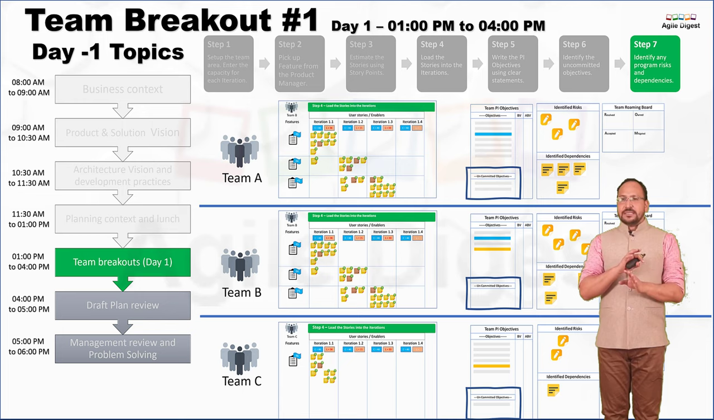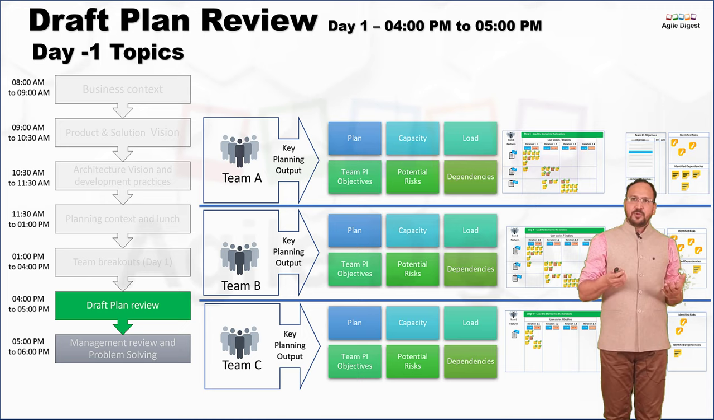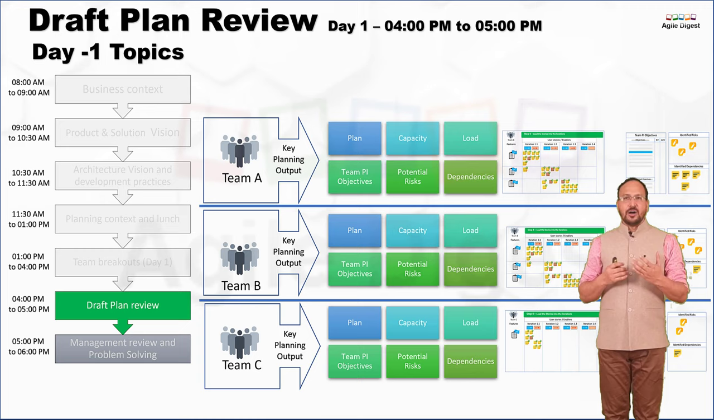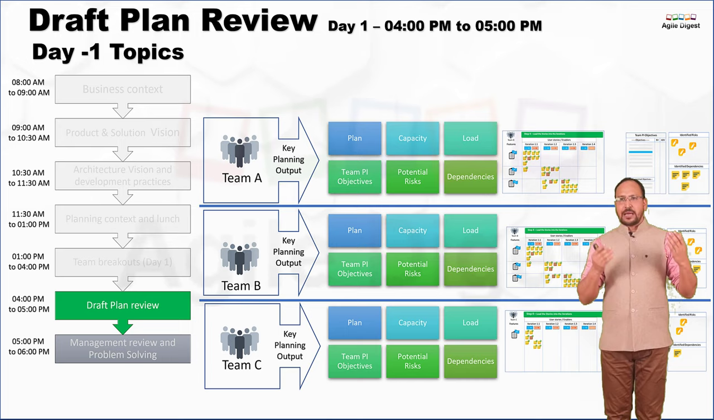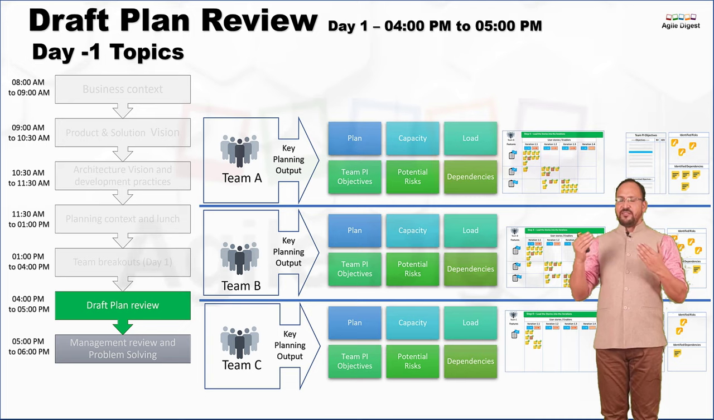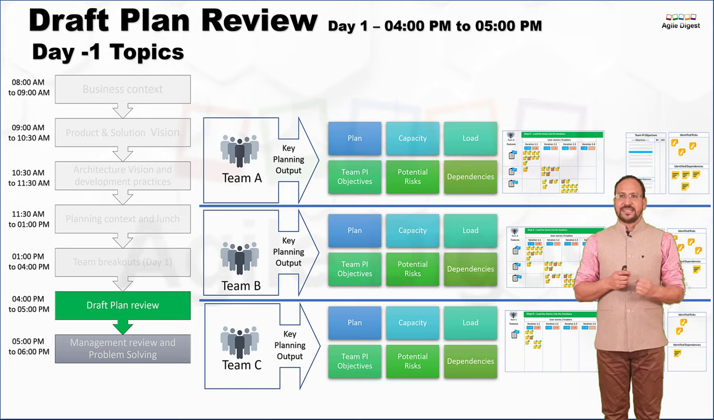Now, this is the end of our breakout session. The team is ready with their draft plan, and it's time to get that draft plan reviewed. Each team's key planning outputs, what we have got so far: they have made the plan, they identified their capacity, they got the load based on how much they have committed or planned for every iteration. They identified a few PI objectives, and potential risks and dependencies. This is what each team has identified.